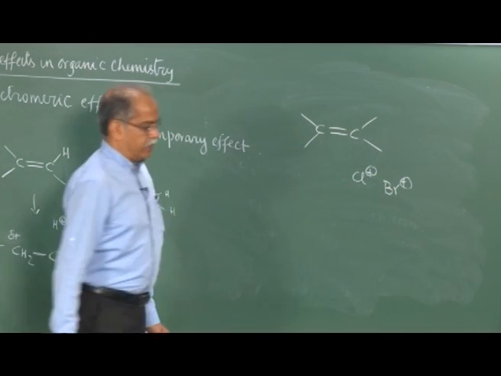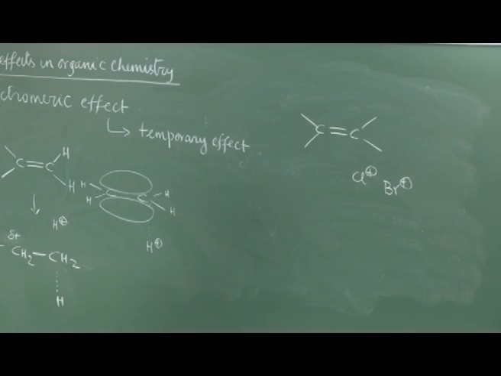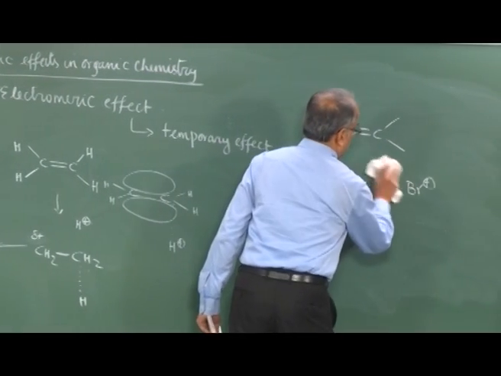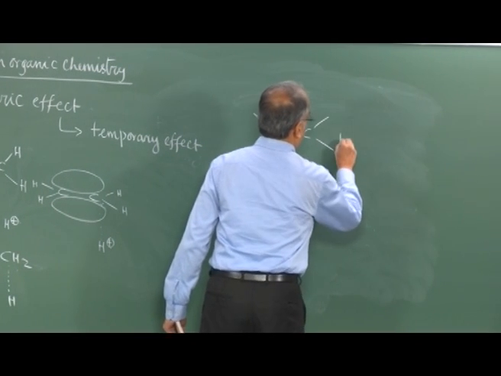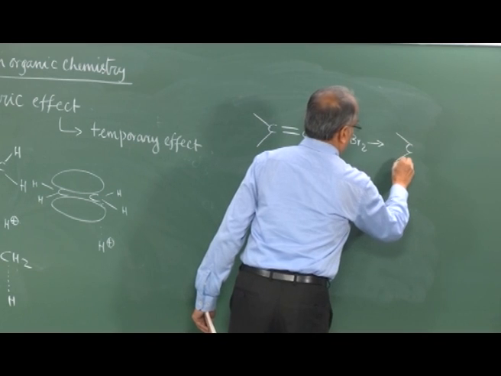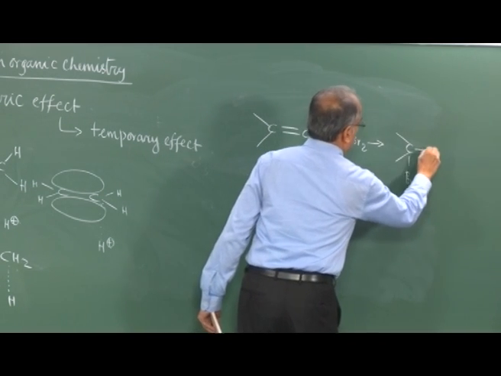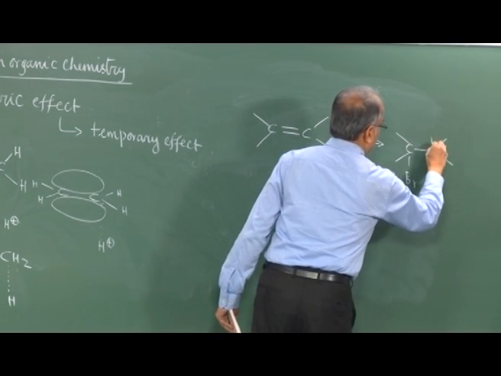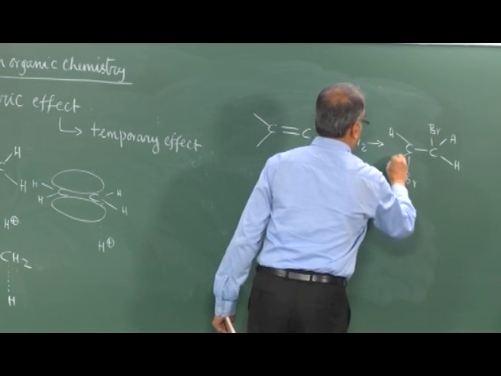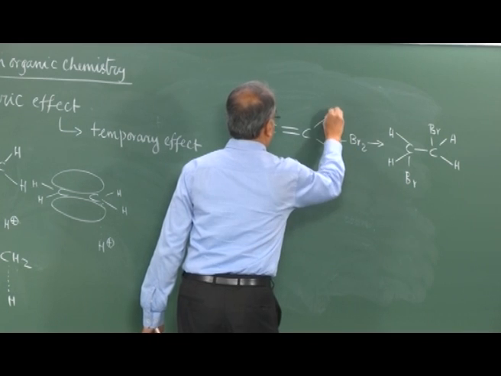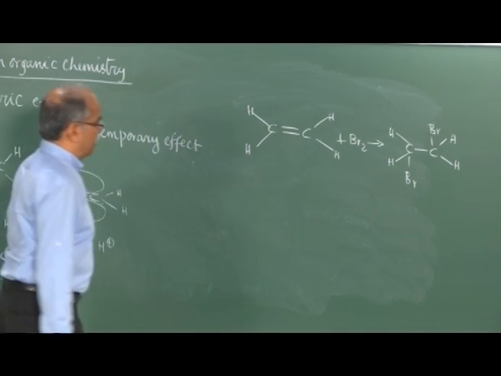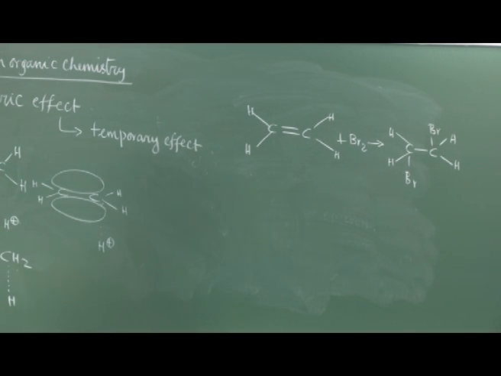During the bromination of the molecule, let us say with bromine we are going to brominate the molecule. What is the overall reaction? The overall reaction is that bromine is added to this molecule to give 1,2-dibromoethane. So, what will happen if the bromine were to approach this molecule?